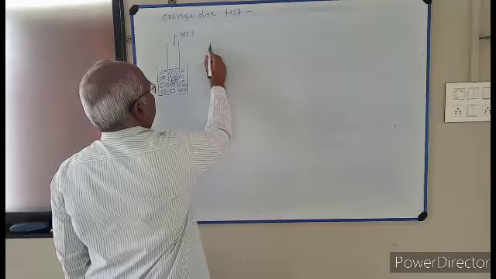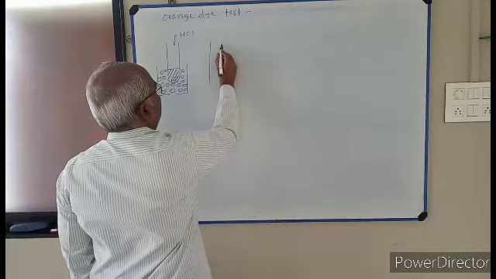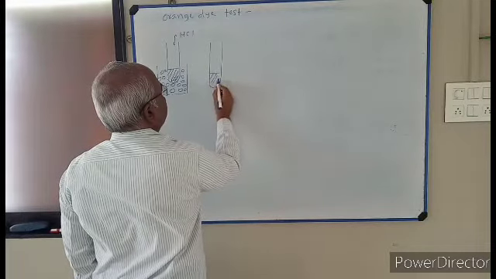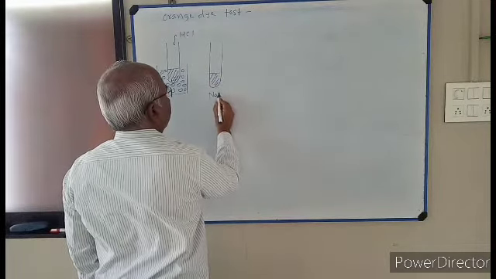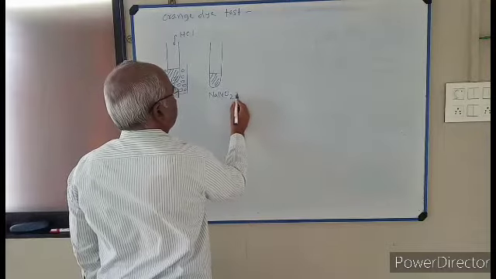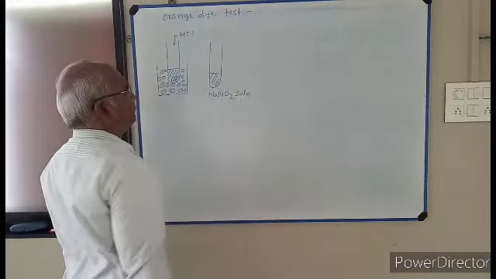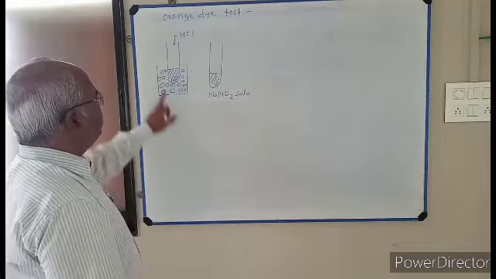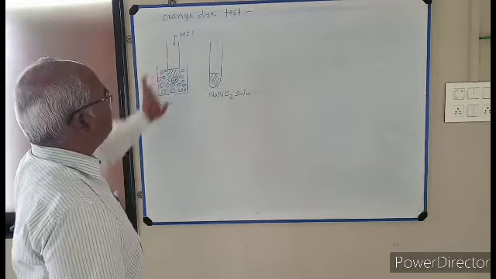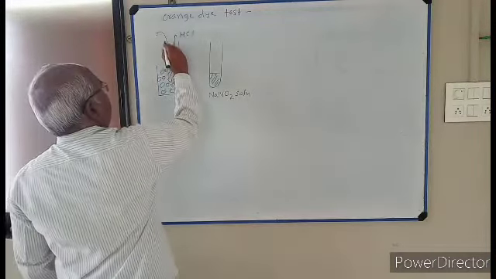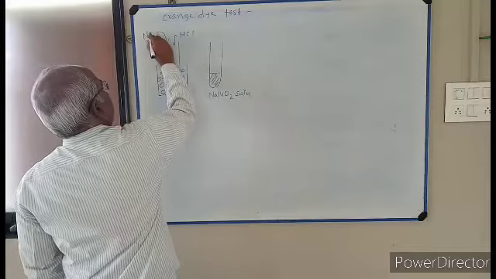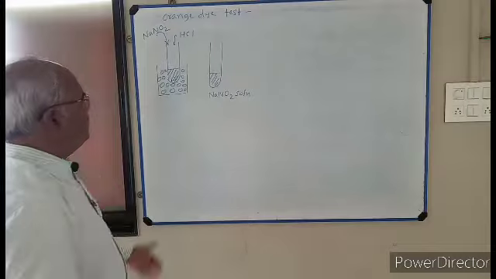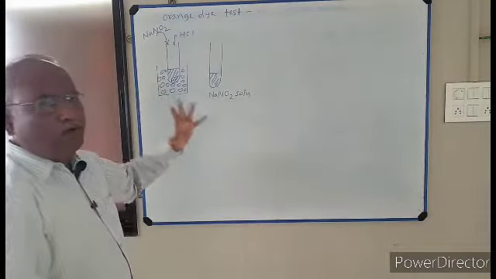In second test tube, sodium nitrite solution is prepared. NaNO2 solution. Sodium nitrite solution is added in this test tube. So here NaNO2 solution is added and the test tube is kept for cooling.